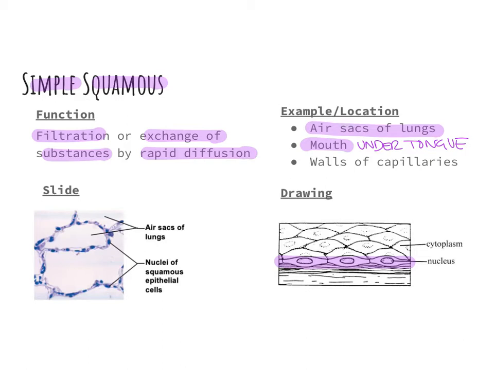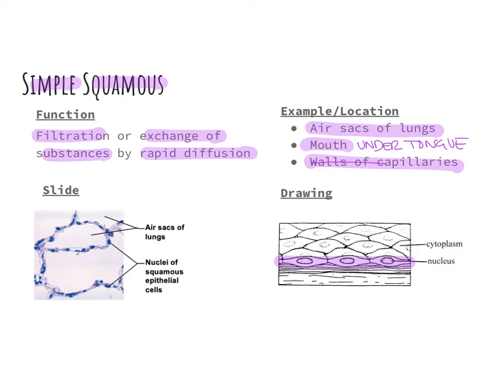And then the next place we would have simple squamous would be the walls of your capillaries. The walls of your capillaries are simple squamous because, again, diffusion is super important in your capillaries. That's where everything is diffusing in and out, all the cells of your body through your capillaries.